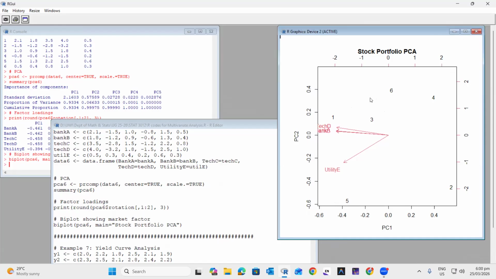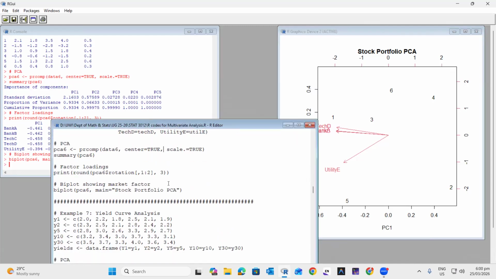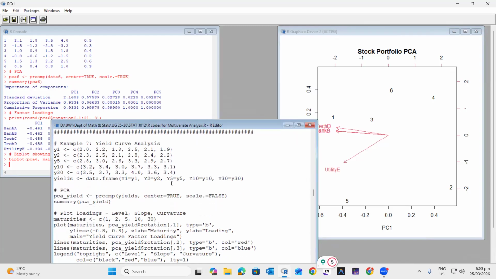All right. So this is your example 6. Now we will move to example 7, that is the yield curve analysis.